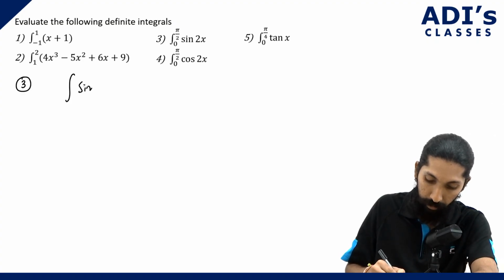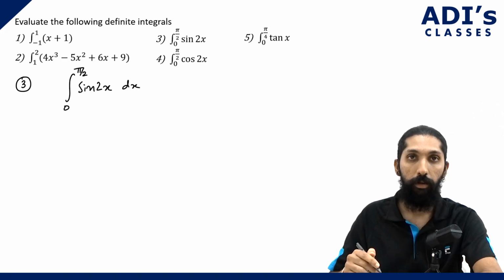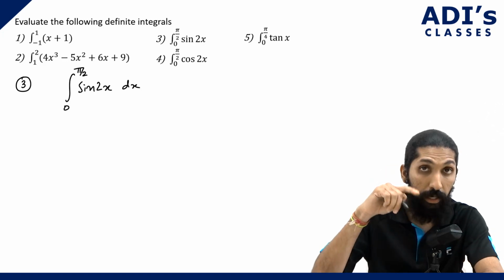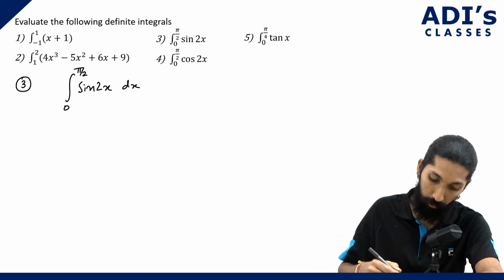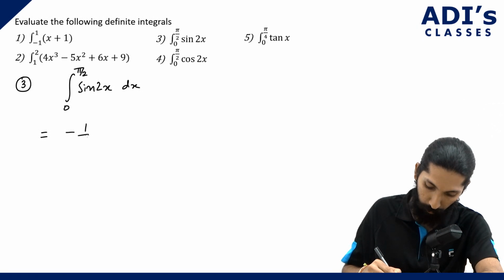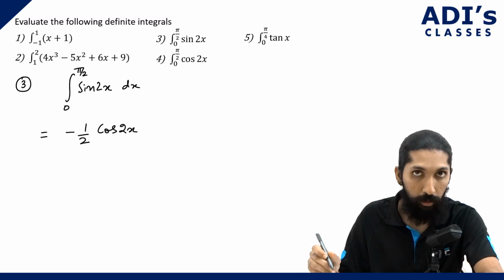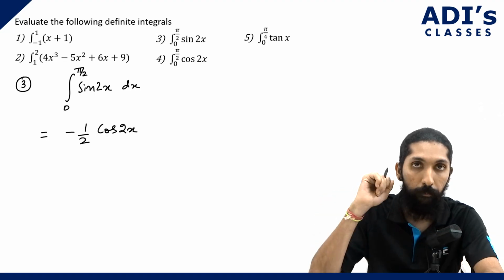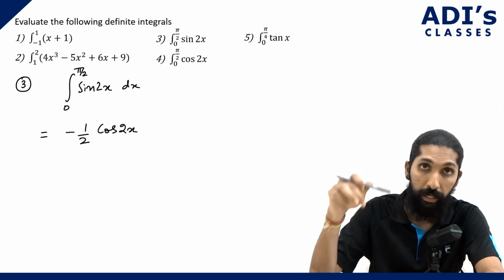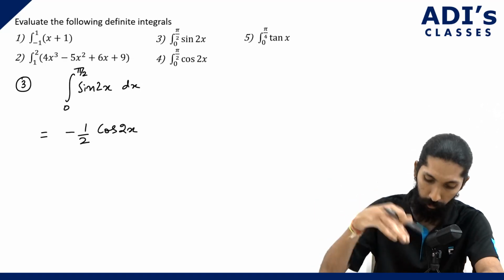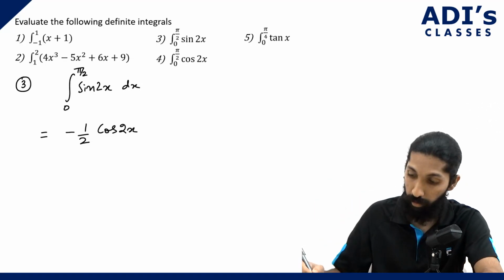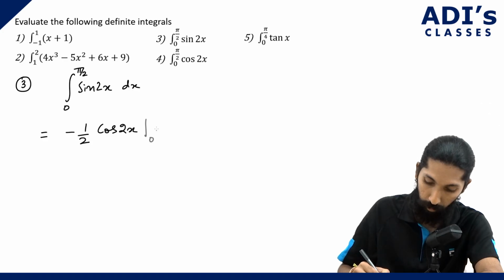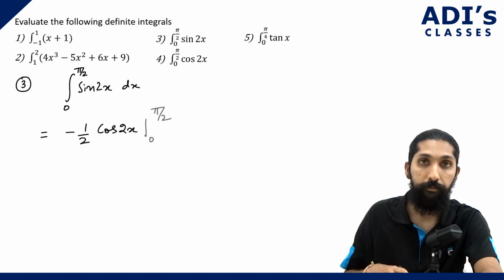Integral of sine 2x dx from 0 to pi by 2. Here, one thing you can do, sine 2x, correct? The integral is going to be minus 1 by 2 cos 2x. Now, if you can't do this one, then you can substitute 2x as t and you might be able to do it. But in the next video, you are going to learn substitution in definite integrals, okay? But right now, you can directly do it. Minus half cos 2x. Now, what is the limit? 0 to pi by 2, right?